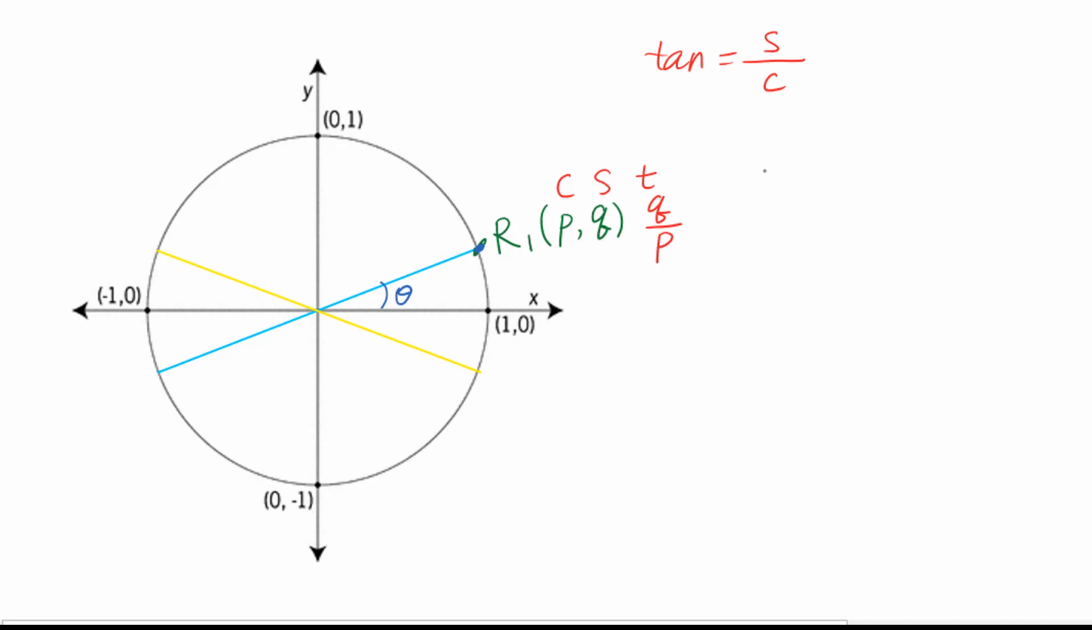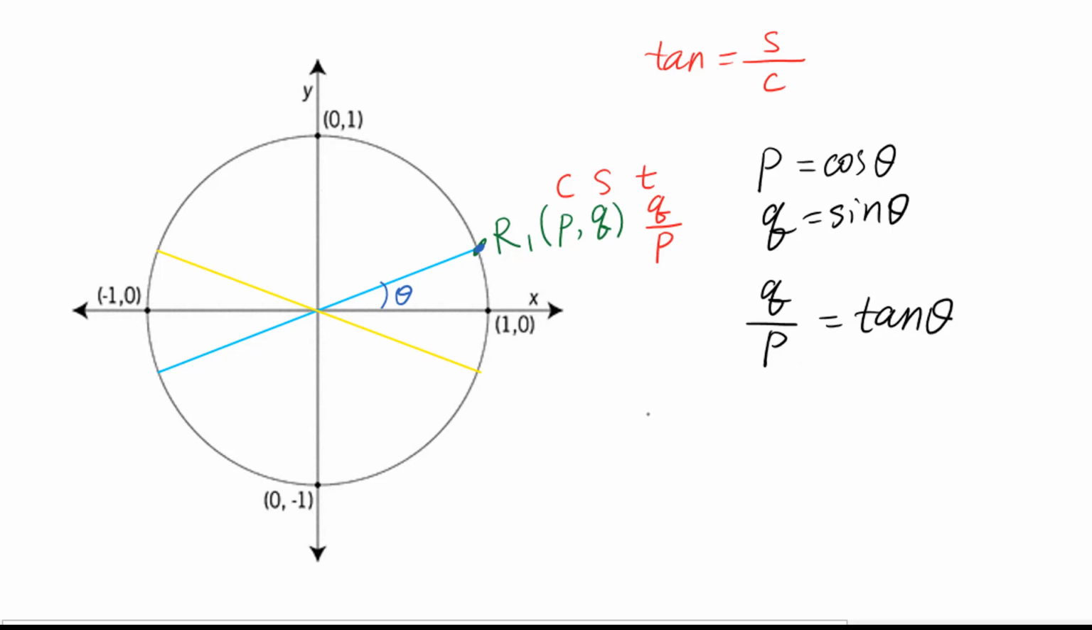Then for this unit circle, we have the following facts. P equals cosine theta. Q equals sine theta. And Q over P, that is tangent theta. Since we know sine squared theta plus cosine squared theta equals 1, therefore we have P squared plus Q squared equals 1.